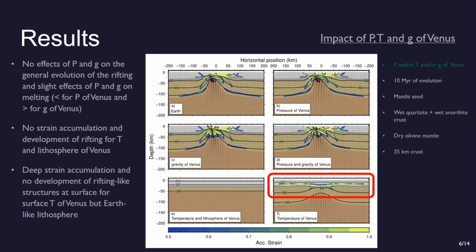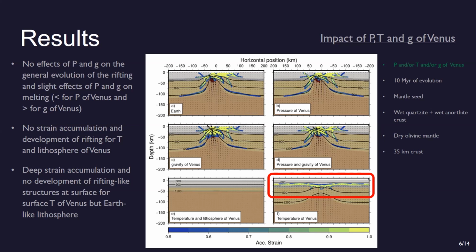So next, we try a thicker lithosphere and see what happens. There is some kind of strain accumulation, even under the temperatures of Venus, but it's not visible at the surface. It happens below the crust. So we need some other ingredients to actually make some rifting happen on Venus.